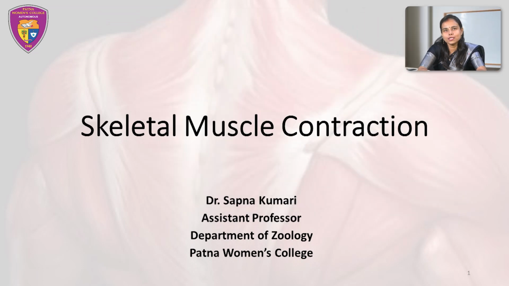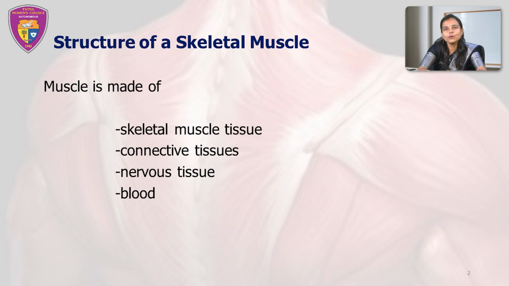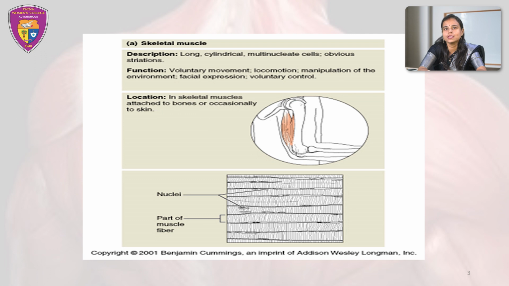Today we are going to deal with skeletal muscle contraction. We all know that muscle is made up of skeletal muscle tissues, connective tissues, nervous tissue and blood. As far as features of skeletal muscles are concerned, it is long and cylindrical in shape. It is multinucleated, which means it has many nuclei per cell.